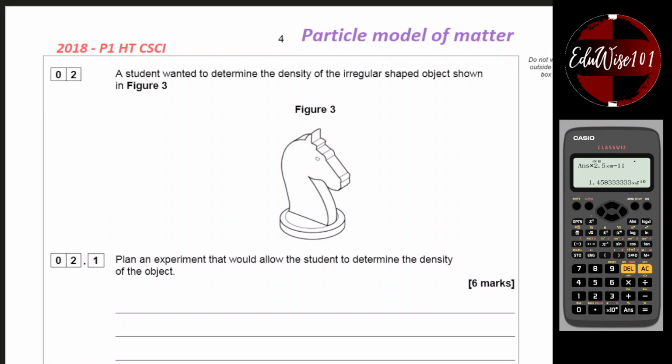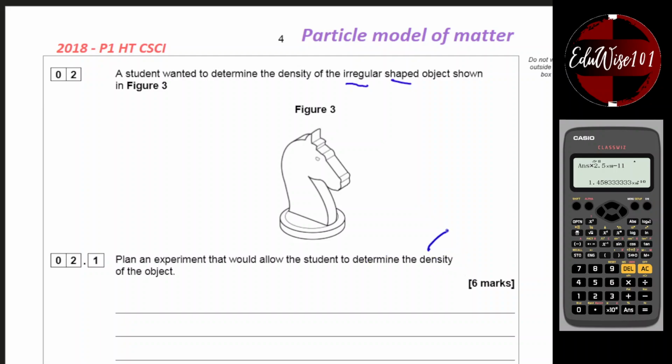Now, this object, which looks like a chess piece of a horse's head, is an irregular shaped object, which means you will have to use an indirect method to measure the volume. So plan an experiment that would allow the student to determine the density of the object.